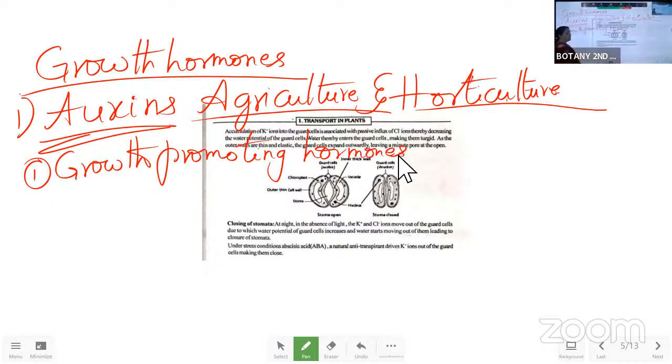Growth promoting hormones which act based on the sunlight. So these are called PGRs, plant growth promoting hormones. Okay, what we can call them phytohormones, because they will act according to the outside sunlight.